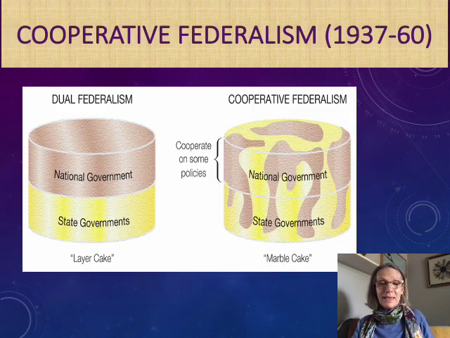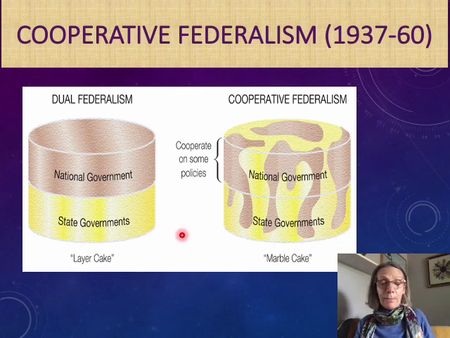And I'd be remiss if I wasn't showing you two cakes, right? So we talked about the layer cake being the cake that was representing dual federalism, where the national government had one layer and the state had another layer, and those layers didn't intermingle. In fact, the state layer is actually bigger than the national layer, right? Cooperative federalism isn't a layer cake where you have distinct layers, but instead it's a marble cake, right?